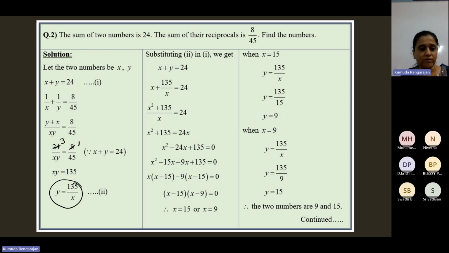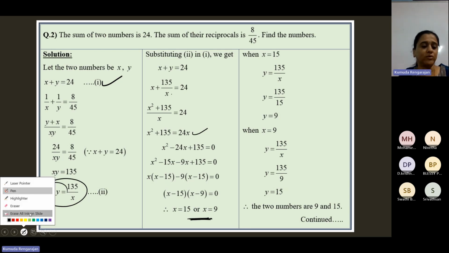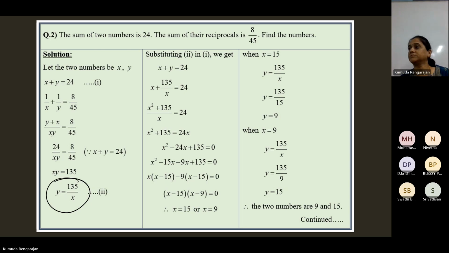Now this result you have got from the second equation. Working the second equation, you have got this result. So substitute this in the first equation. So substitute here. And you get a quadratic equation next. So you get these two values for x. And for these two values of x, find the corresponding y values using this one. So the two numbers are 9 and 15. 15 and 9 or 9 and 15. Okay.